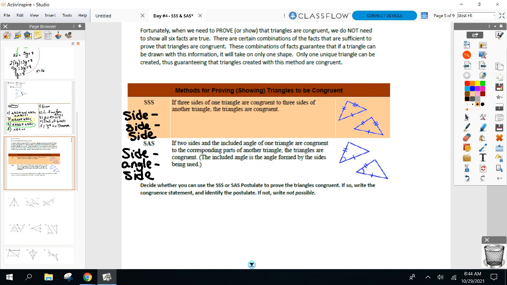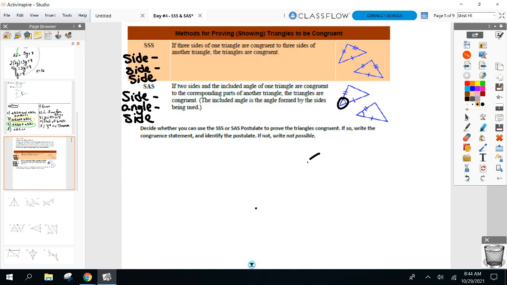This one's a little bit more detailed than side, side, side, though. So yes, you need 2 sides and an angle, but here's where I get fired up. Notice where we put the A in side angle side. Where do we put it? In between the 2 sides, which means your angle needs to be in between the 2 congruent sides. Watch, this right here is not side angle side.